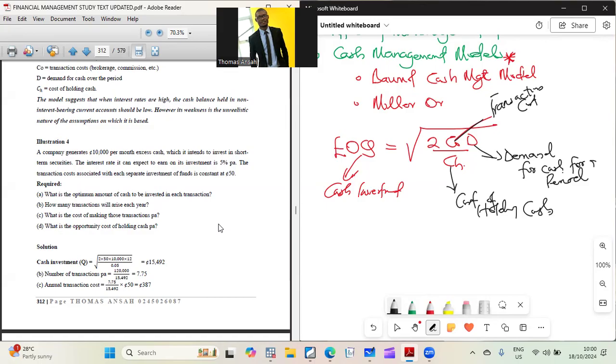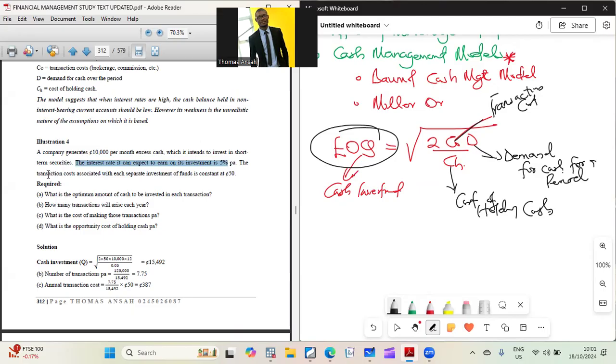Now, the first one is the optimum amount, so this is the optimum investment that ought to be made. In this case, it is 2 times Co times D over Ch. What is Co? Co is the transaction cost. How much do you have to actually incur in commission, brokerage, and so on? It says that the interest it can expect to earn is 5%. That 5% is a sample of your holding opportunity cost. Don't forget, every time we talk about holding cost, the first thing you must always remember is opportunity cost.